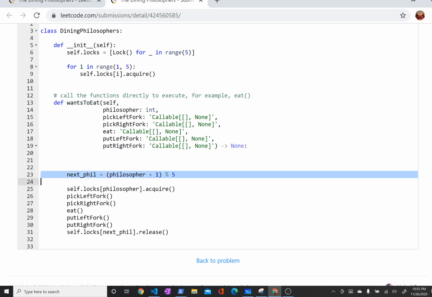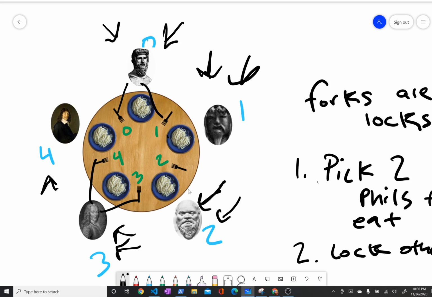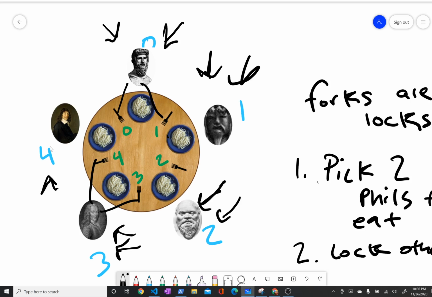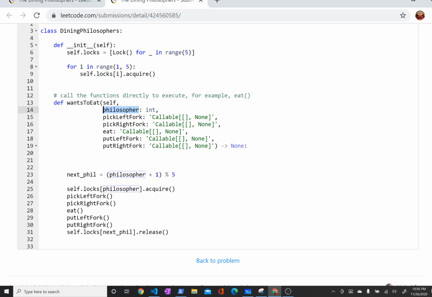And what I'm doing here in line 23 is figuring out who the next philosopher is. This is the philosopher who I'm going to say, okay, I'm done eating, you can go. And the philosopher input is just the number of the philosopher you are. So 0, 1, 2, 3, etc. So the next philosopher is just philosopher plus 1 mod 5. So that when we're at philosopher 4, plus 1 is 5, mod 5 is 0. So we just kind of loop like that. So that's the next philosopher.